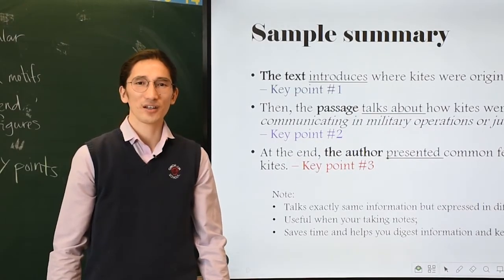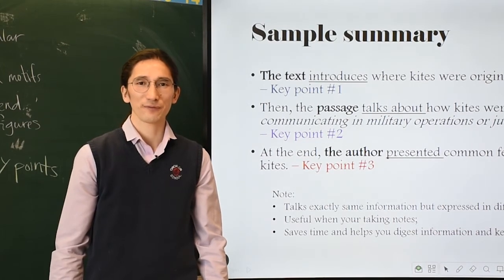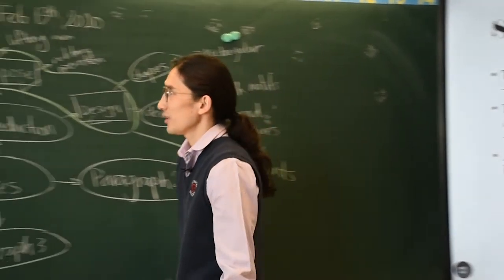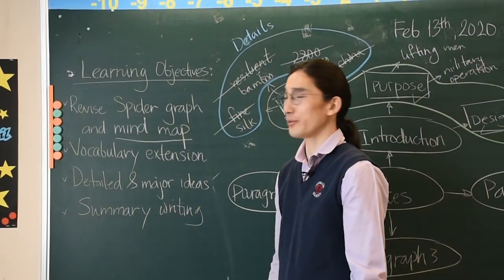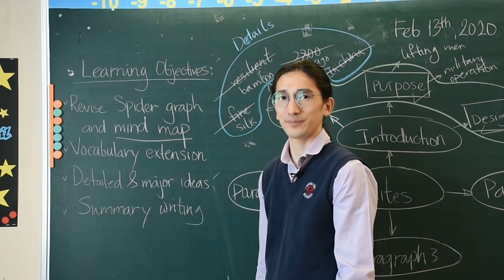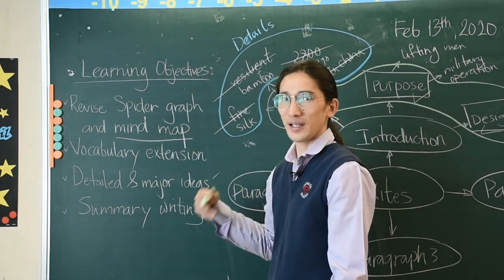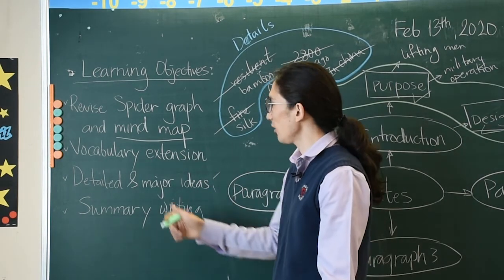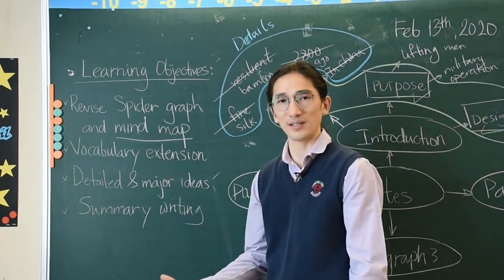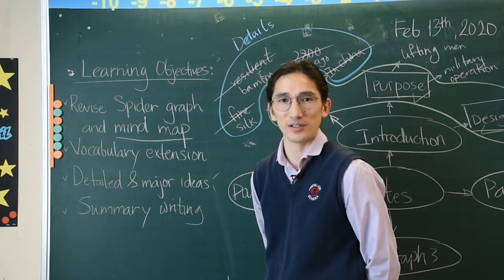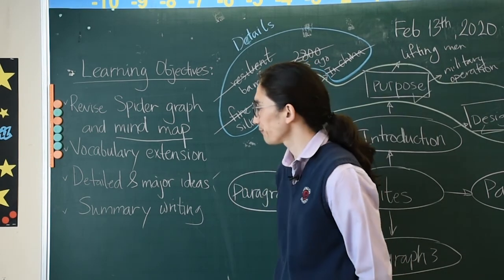Okay, this is the end of our lesson today. But before we finish, let's wrap up today's topic and take a look back at the learning objectives. In this lesson, we revised what a spider graph was and how it's connected to the mind map. As you know, a mind map is better and helps you organize information and ideas. And also we learned some vocabulary, but that's not all. You will find other words you have to study in the remaining part of the text.